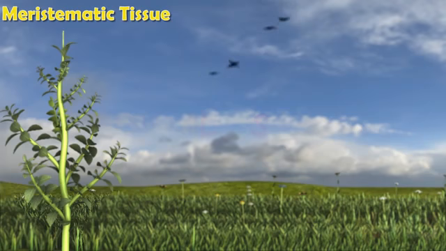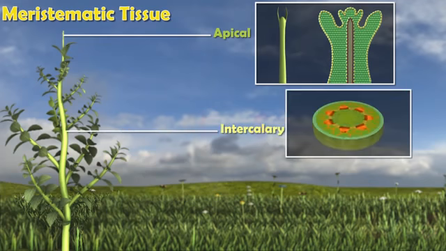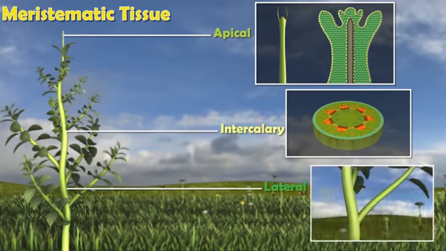According to their location, there are three types of meristems. Apical meristem is present at the root and the shoot apex and is responsible for the plant height. Intercalary meristem is present at the base of leaves and nodes. Lateral is present on the sides of the stem and increases the girth of the stem.